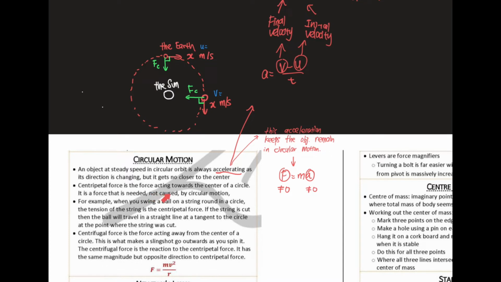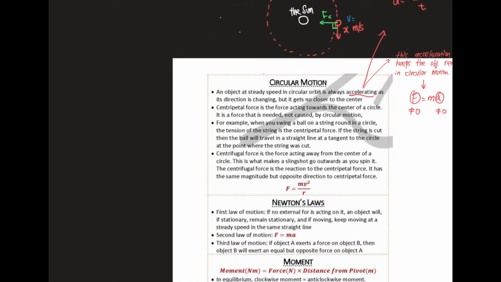It is a force that is needed, not caused by circular motion. That means centripetal force is a force that is needed to keep the object in circular motion. For example, when you swing a ball on a string round in a circle, something like this. So that gives us a scenario.